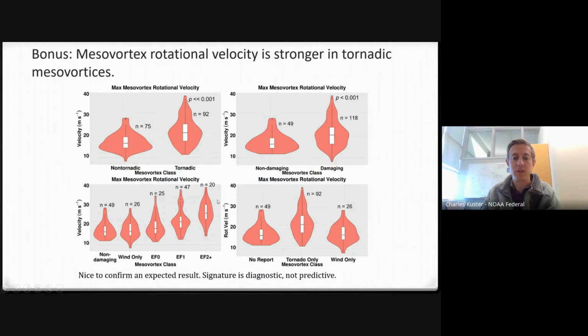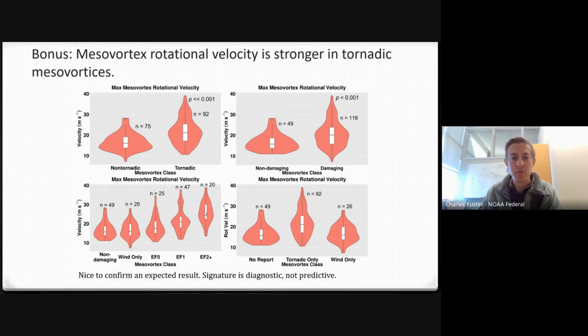As you go up in EF scale rating, the mesovortex rotational velocity was stronger. This is not a surprising result. It's already been shown in previous studies, but it was nice to confirm this expected result. If I had seen something totally different, it probably would have made me question everything that we did. But since we saw this, I think it gives more confidence to some of the other results that I've presented as well.